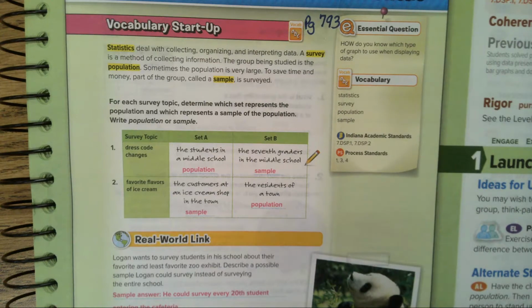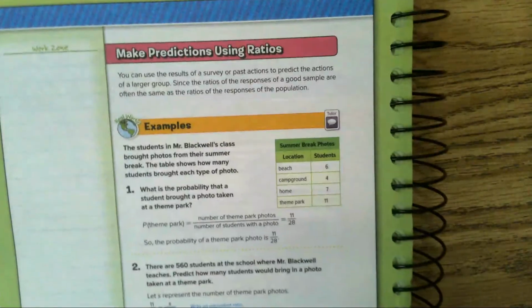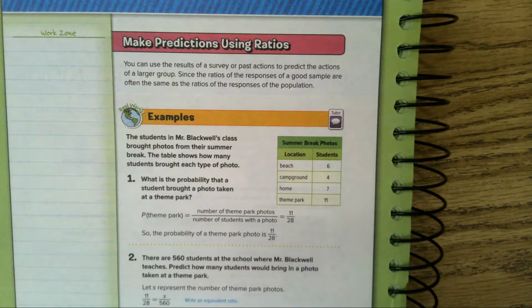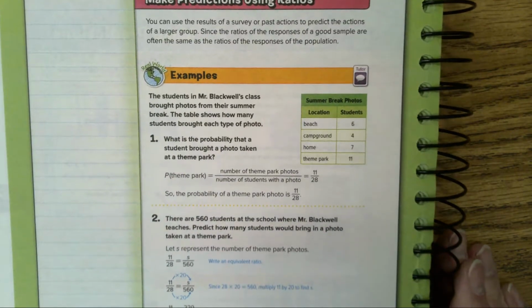Okay, now we're going to go on to page 794. On page 794, make predictions using ratios. Now you're going to be good at this. You can use the results of a survey or past actions to predict the actions of a larger group. Since the ratios of the responses of a good sample are often the same as the ratios of the responses of the population. Now let's look at example 1 and 2.